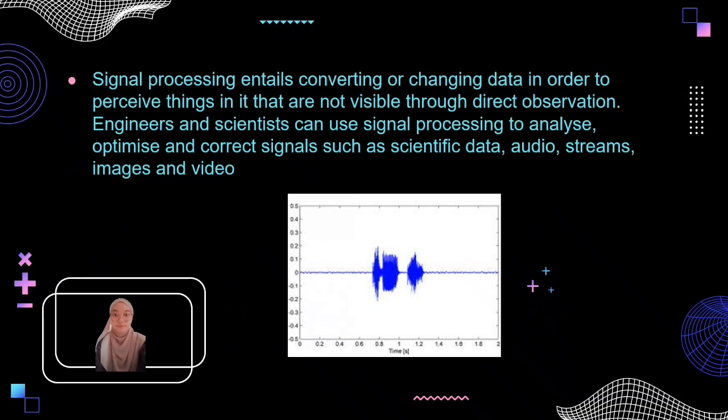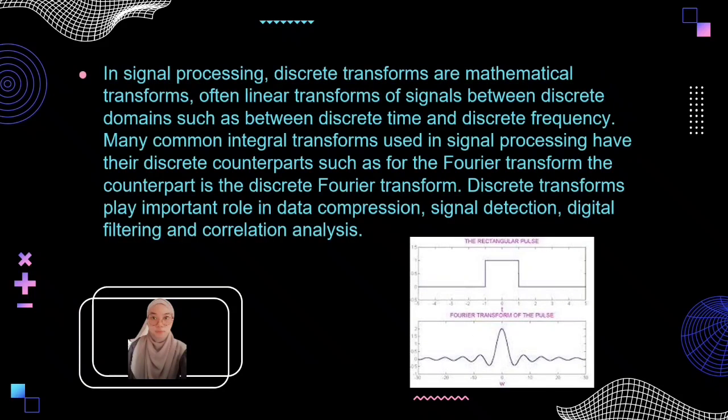Signal processing entails converting or changing data in order to reveal things in it that are not visible through direct observation. Engineers and scientists can use signal processing to analyze, optimize, and correct signals such as scientific data, audio, streaming, image, and video. So this graph displays vibration data. Signals in scientific applications are frequently corrupted with random noise. Masking their frequency components, the Fourier transform can extract frequencies from random noise. Traditional signal processing is concerned with one-dimensional discrete transforms.